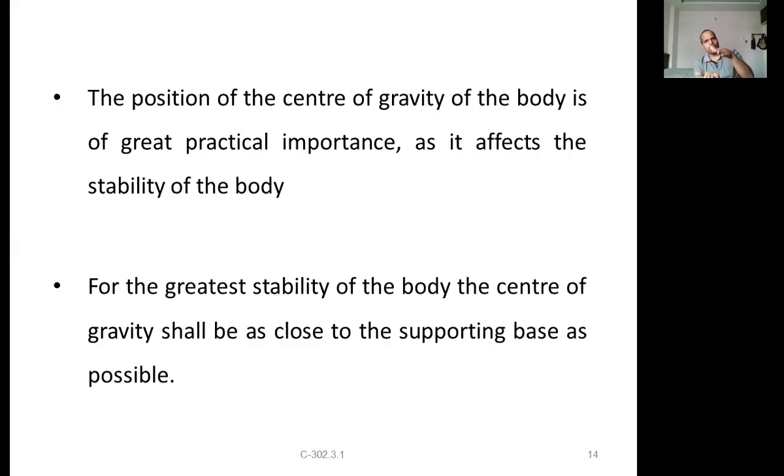But if you go on increasing the weight, the vehicle weight increases, which leads to other problems and complications. I am just giving a simple example so you understand easily. That is the reason that, from the stability point of view, we need to keep the center of gravity as close to the supporting base as possible, to get maximum stability.